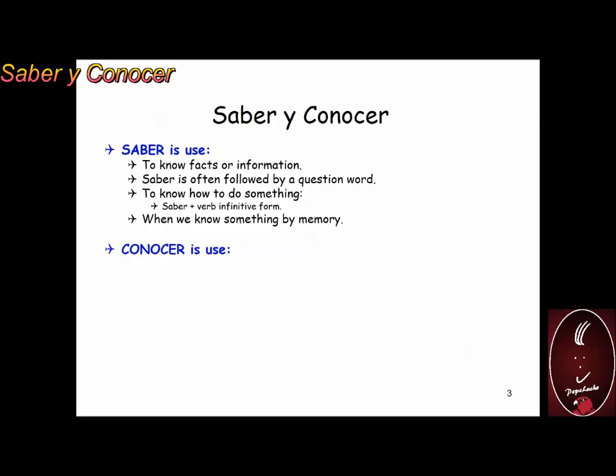And conocer is used when we know a person, place, or when you are acquainted or familiar with a person, place, or thing. So summarizing the uses of the verb conocer is when you know a person or a place, or if you are familiar with something. For instance, you are familiar with the Ecuadorian culture, or if you are familiar with Mexican food. That's the kind of uses of this verb conocer.